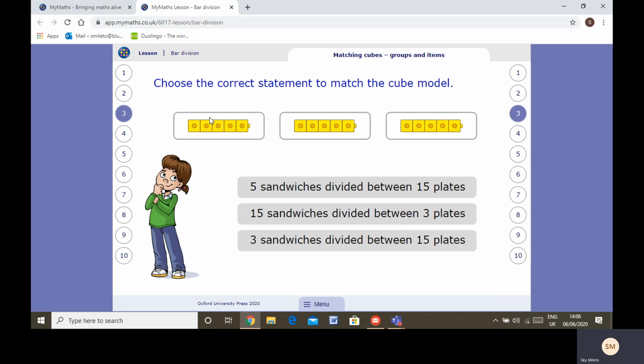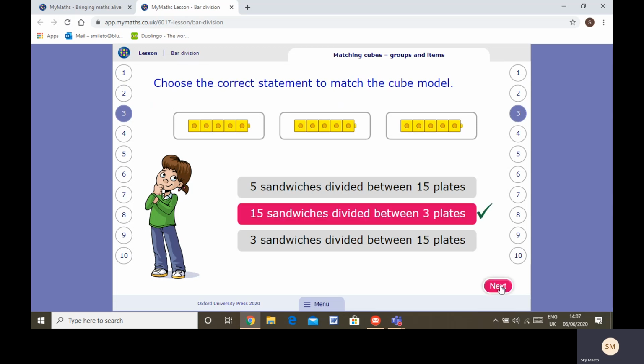Choose the correct statement. We've got 3 groups, and in each group we have 5 items. So we know that there aren't 5 sandwiches divided into 15 plates because we only have 3 groups. Are there 15 sandwiches? Well, if we do 5, 10, 15, yes, there are 15 sandwiches divided between 3 plates. Yes, there are 3 groups. So it must be this one.